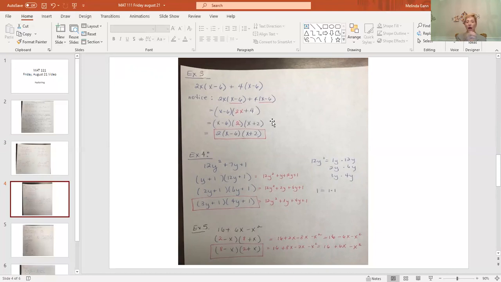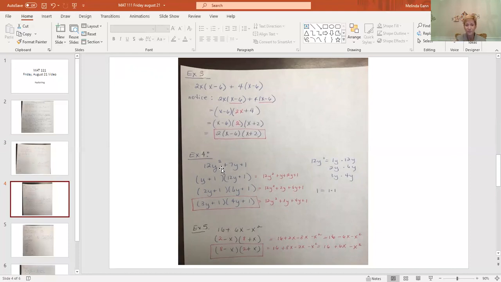I can't pull any more common terms out, and I don't have a quadratic. Okay, and it doesn't matter about the order. It's just generally we tend to put numbers first, but it wouldn't matter. I wouldn't count off if you didn't. So that's fully factored. So when you do one thing, sometimes you have to do more than one thing. Okay. All right, look at this one.